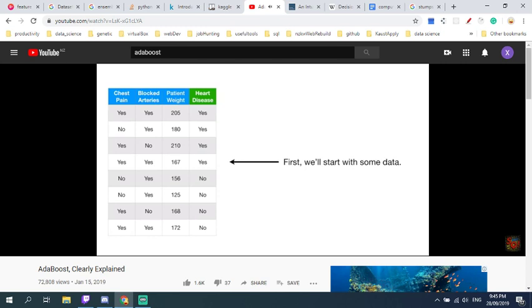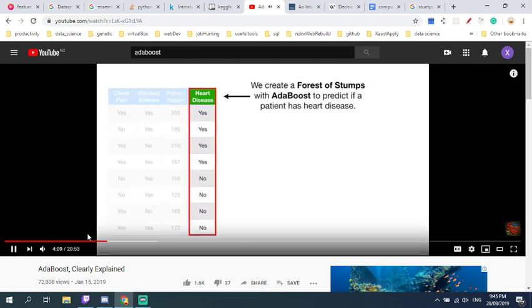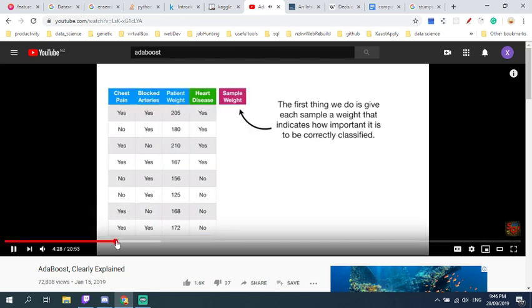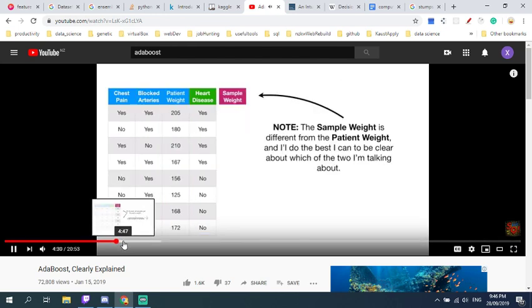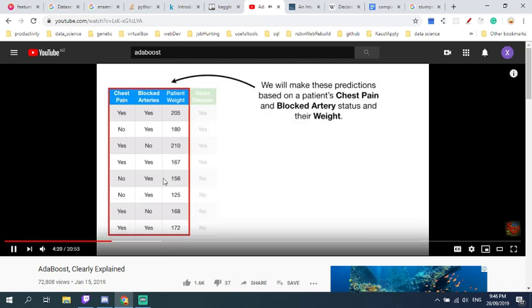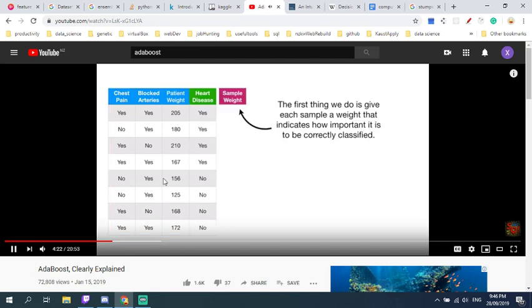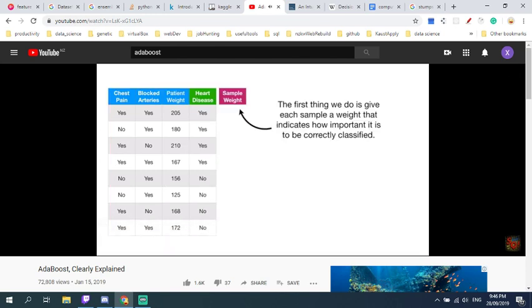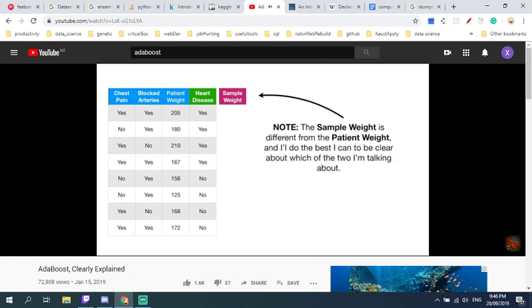First, we'll start with some data. We create a forest of stumps with AdaBoost to predict if a patient has heart disease. Note, the data includes chest pain and blocked artery status and their weight. The first thing we do is give each sample a weight that indicates how important it is to be correctly classified. Note, the sample weight is different from the patient weight, and I'll do the best I can to be clear about which of the two I'm talking about.